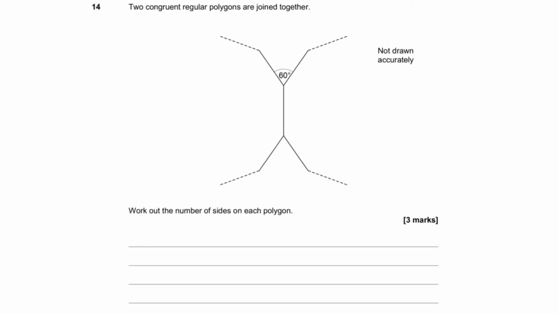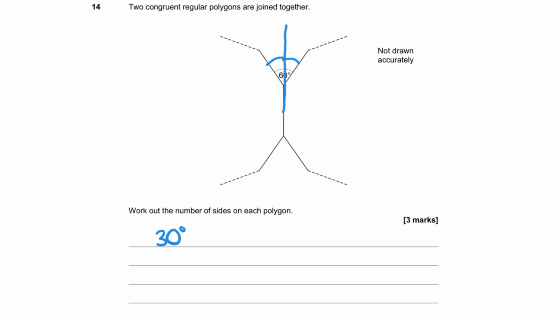So our last question here says 2 congruent regular polygons are joined together. Work out the number of sides on each polygon. So we can see here that this question is asking us about external angles. So let's extend this line here so that we can see which bit is actually the external angle. It's this one here and this one here. So because we've got 2 shapes joined together making 60 degrees, each angle is actually 30 because the 2 are stuck together.